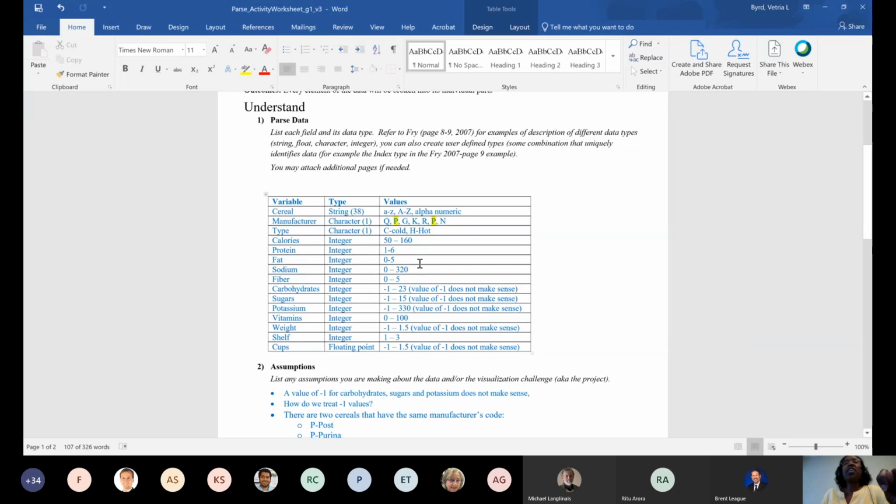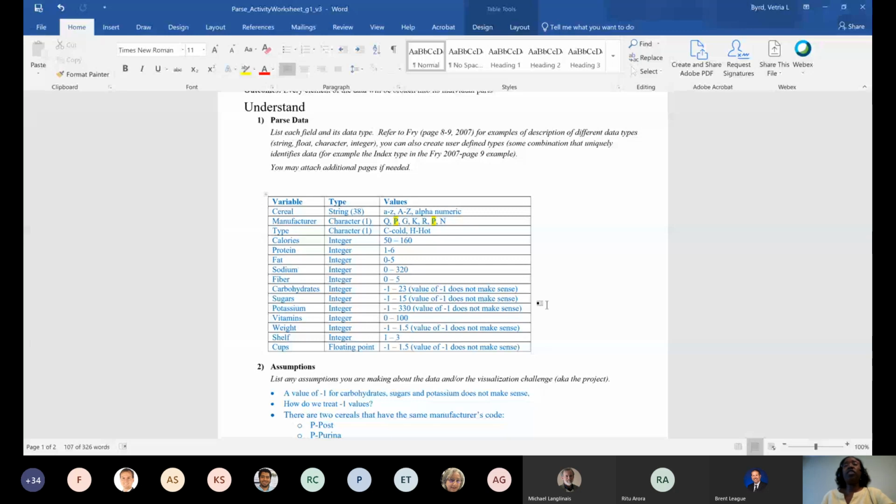And so in particular here, where I have carbohydrates, I started to put in the value -1 does not make sense. So these are just notes to myself. No one will see them. The only reason you're seeing them now is because I'm sharing this with you. But as I'm going through and working through this process, and as you're doing the same, make notes to yourself. If it doesn't make sense, jot it down so you can come back and take a look at it.